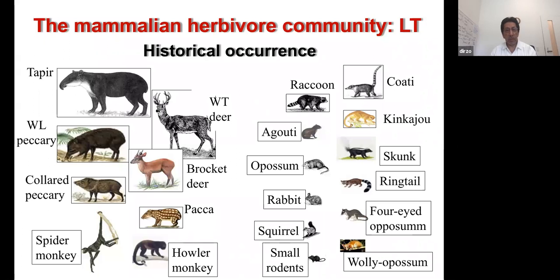So these are the species that should be doing the things in the understory or in the canopy, you know, the tapirs browsing, eating seeds, trampling, and so on. The same with white-tailed deer, peccaries, etc. Or the spider monkeys and the howler monkeys doing their thing in the forest canopy, eating fruit, eating leaves, dispersing seeds, and so on and so forth.